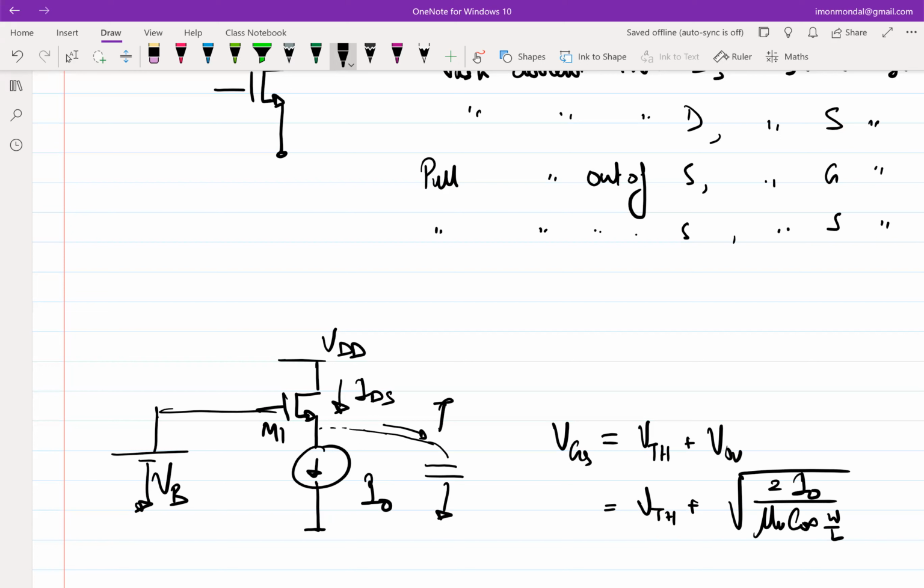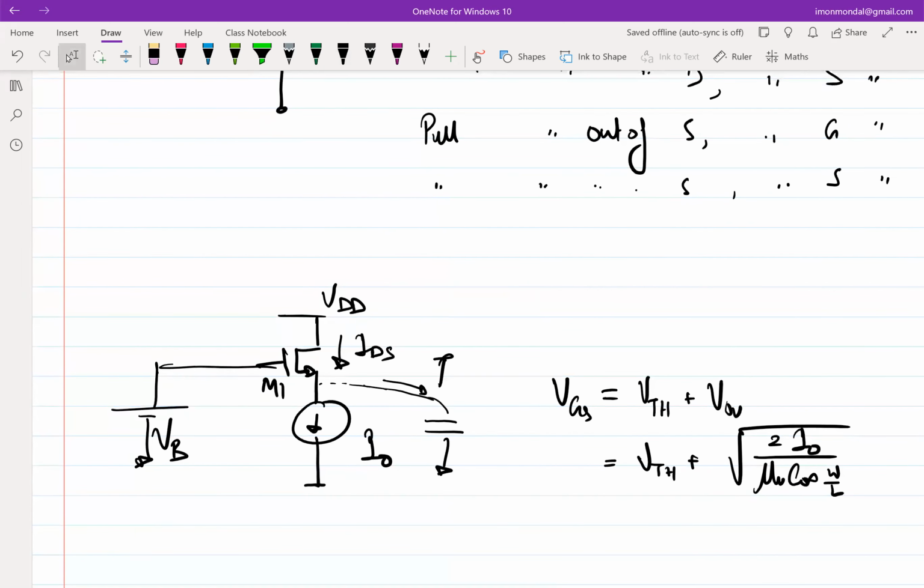So let's say now I want to bias this. This is all good in terms of symbols, but let's say I want to now go ahead and bias this. So let's say VDD is 3 volt. I told you I naught is 1 milliamp. And threshold voltage is 1 volt. And mu n C ox W by L, like whatever we have been taking till now, is 2 milliamp per volt square and so on.